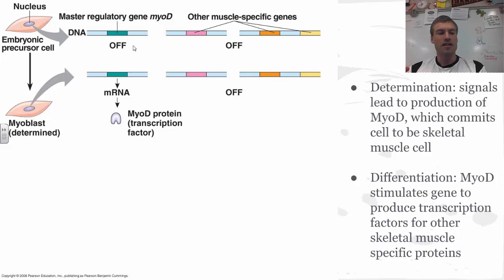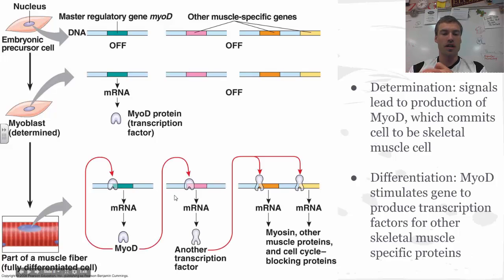Eventually, it is determined through other chemicals that this cell is going to become a skeletal muscle. And so what happens is that it becomes a myoblast, meaning that it is now determined. The mRNA for MyoD is being expressed, so we are forming MyoD protein, which is a transcription factor. That transcription factor will then turn on other transcription factors that will eventually cause certain proteins and other things that are specific to muscle cells to be initiated, therefore differentiating that cell into a different type of cell.